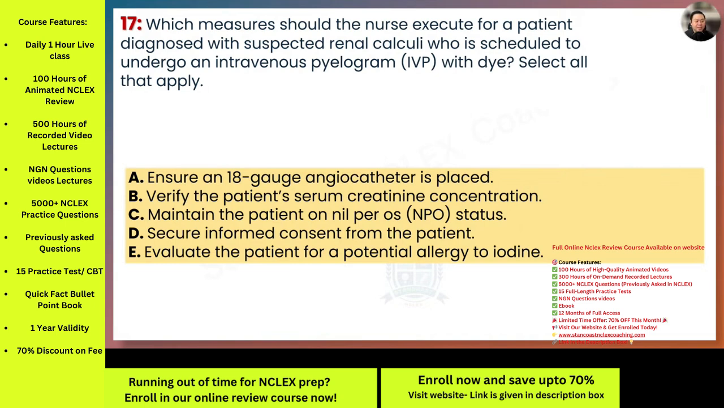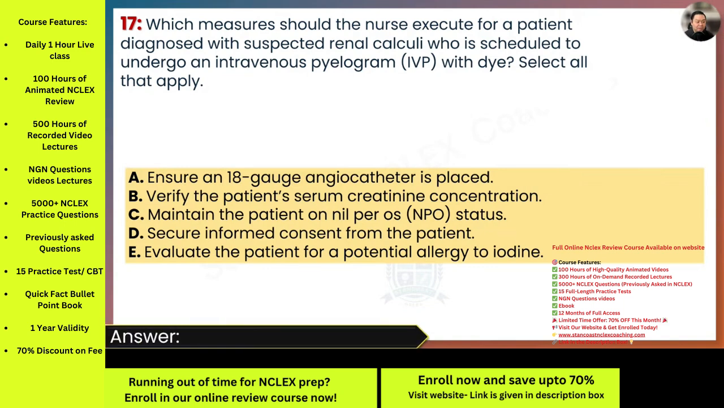C, maintain the patient on NPO status. D, secure informed consent from the patient. E, evaluate the patient for a potential allergy to iodine. Well, the correct answers here are options B, D, and E. So, why B? We know that this is a procedure that involves the injection of a dye, right?